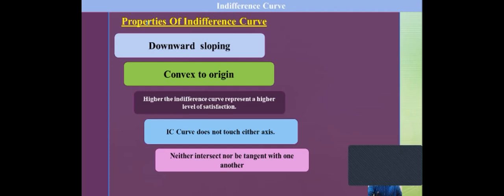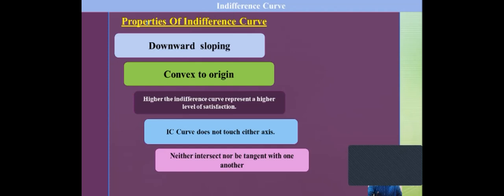That is, first one is downward sloping. It slopes downward from left to right. Second one, it is convex to the origin. Third one is, higher the indifference curve represents a higher level of satisfaction.